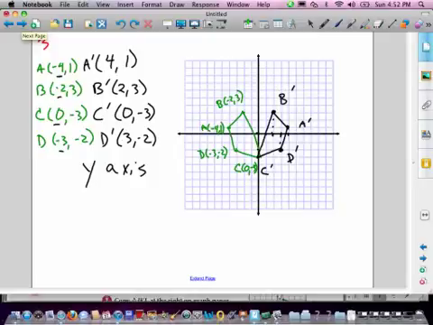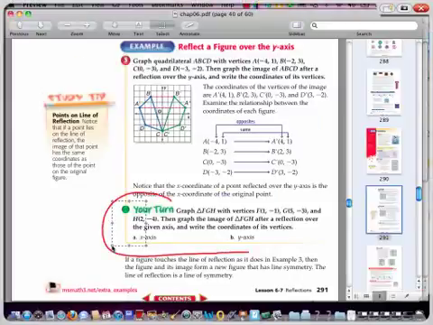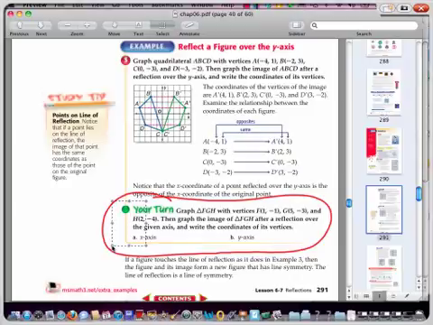All right, it is now your turn. Let's do this right here and see how that goes. And we'll come back and check that in just a little bit.